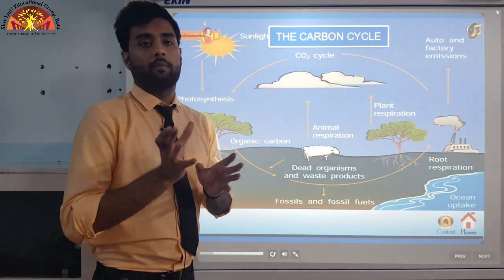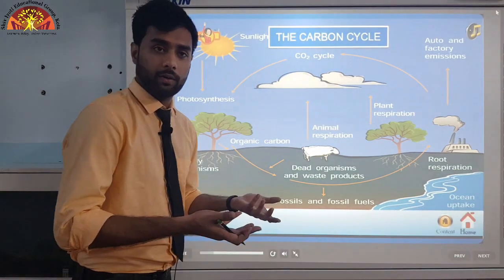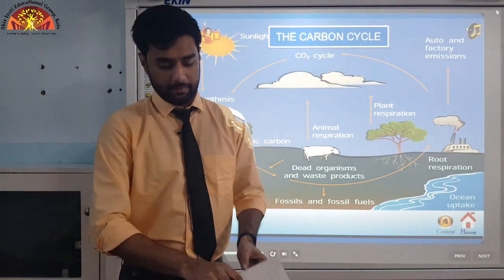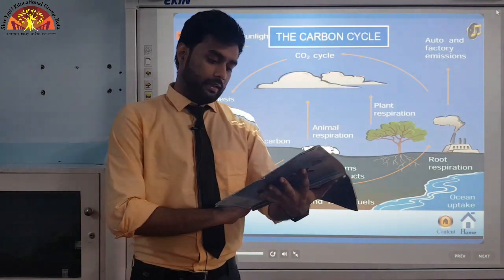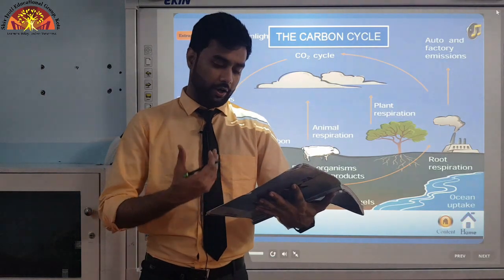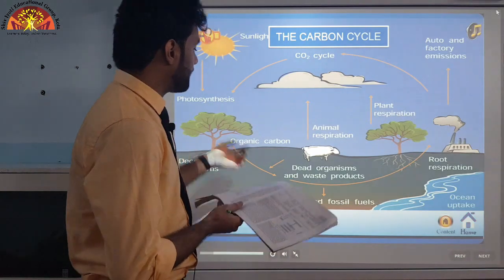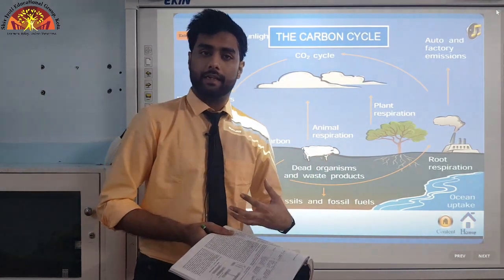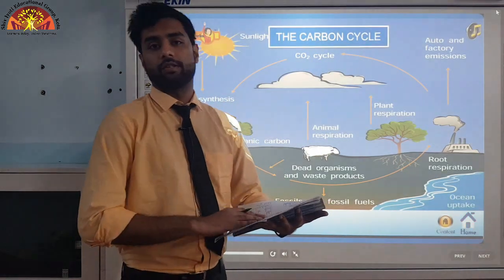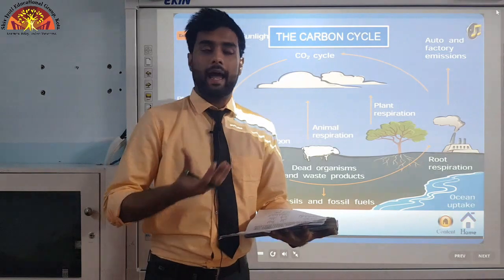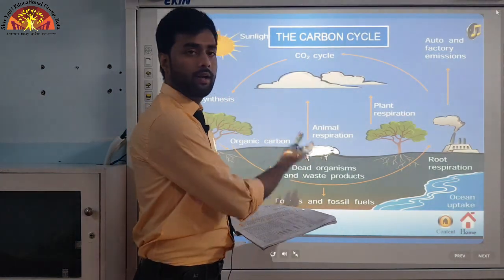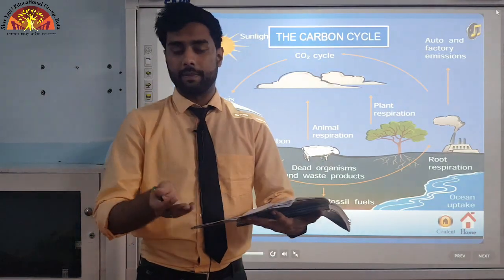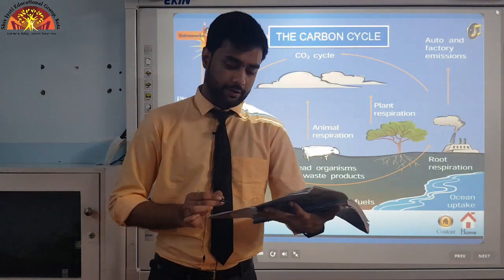Now, what will happen? Some part of that glucose, some part of that carbohydrate, the plant will use for itself in the process of growing, and the rest it will store in its plant tissue. Now, these plant tissues are eaten by herbivores and other animals. The herbivores convert some of the consumed carbohydrates into carbon dioxide for release into the air through respiration. The microorganisms decompose the remaining carbohydrates after the animal dies.